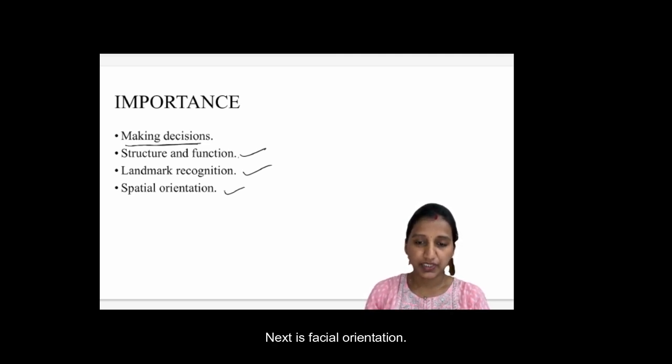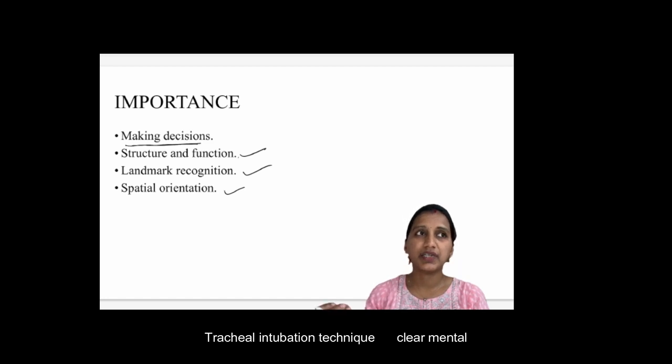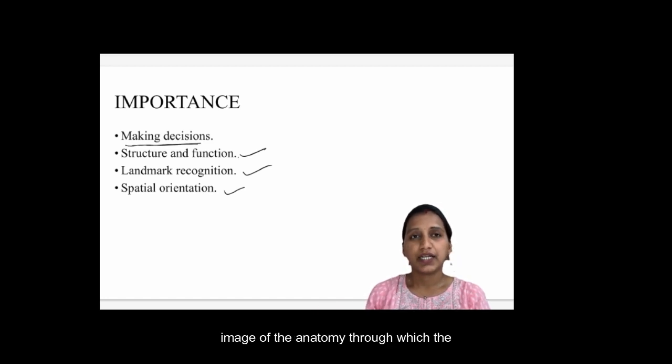Next is spatial orientation. This is particularly important when using a blind or an indirect tracheal intubation technique. A clear mental image of the anatomy through which the instrument is traveling is required.